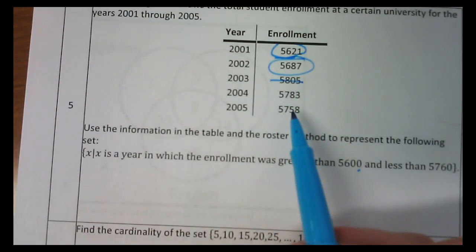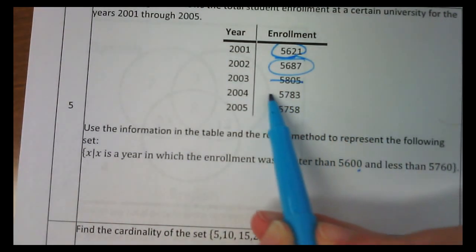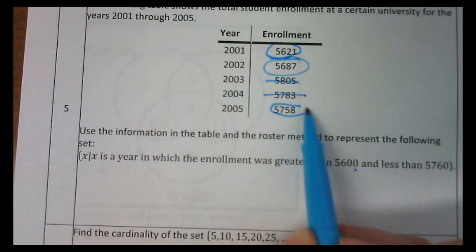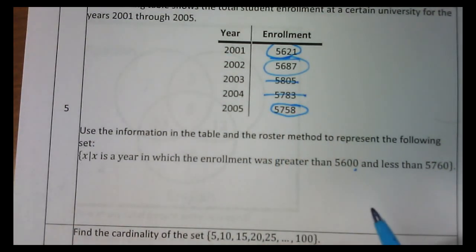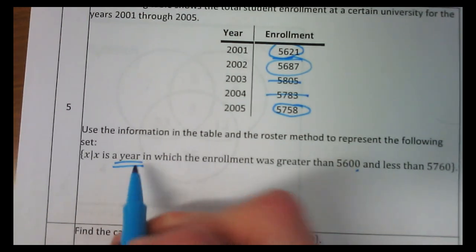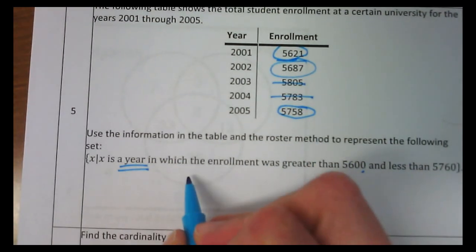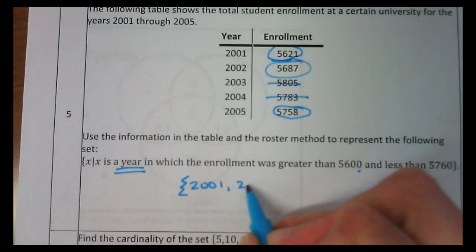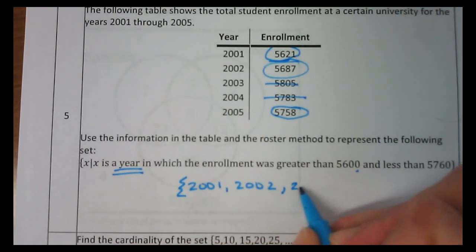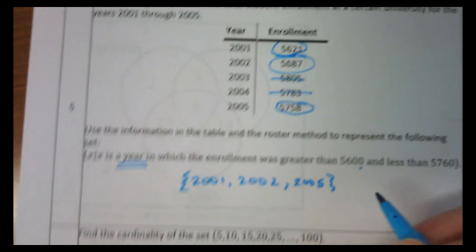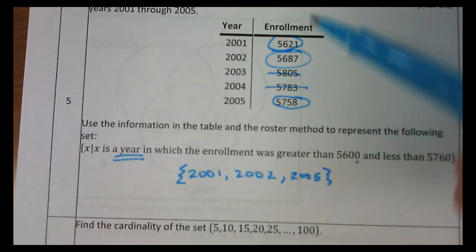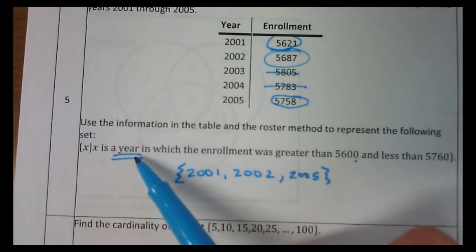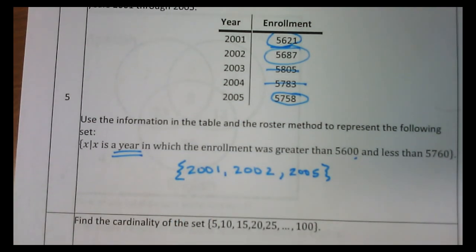So not this one. 5,760, not this one, but yes, this one. So I want to say the year in which those happened. So that was 2001, 2002, and 2005. We didn't want to say the enrollment. It said we wanted to say the year.